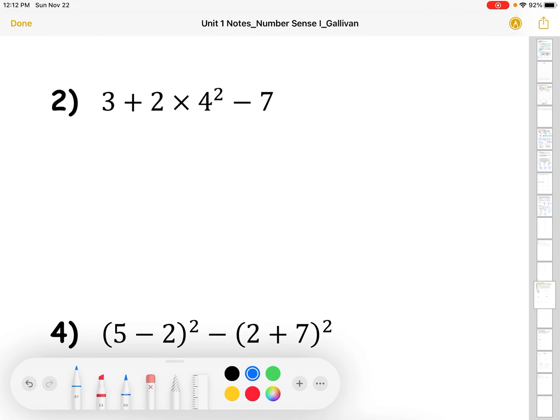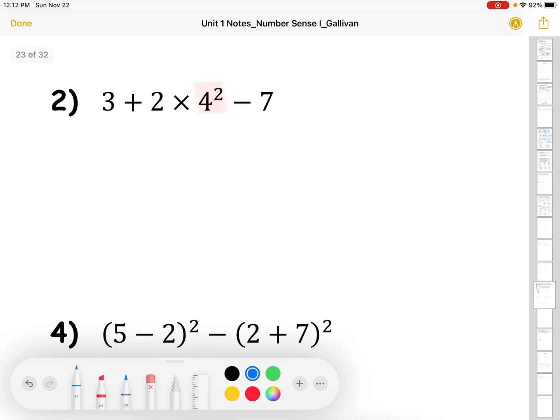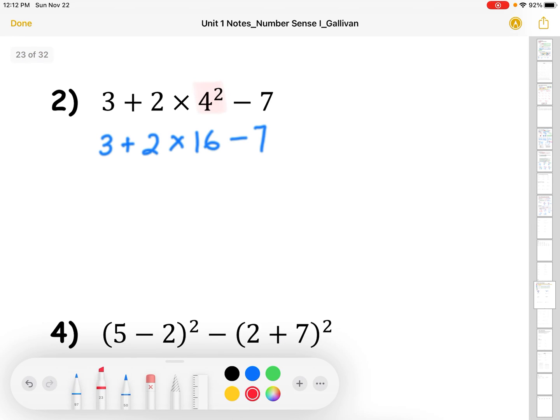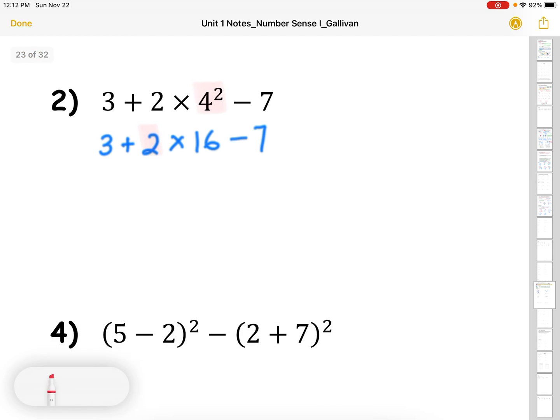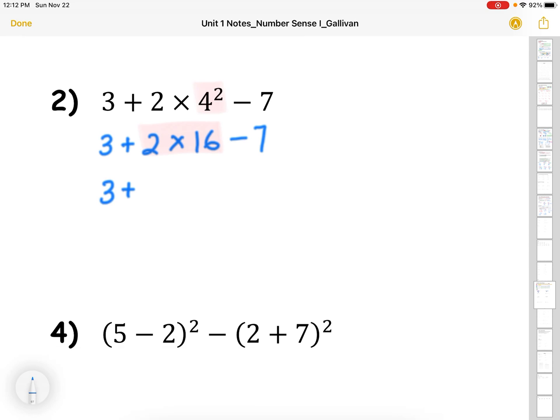We're looking for brackets and exponents first, so that's going to be right here. So we're going to do that first. So let's write everything out. 3 plus 2 times 4 to the power of 2 is 16 minus 7. The next thing I'm going to do, I've got addition and multiplication, so I'm going to do that multiplication. So then I'll go 3 plus, 2 times 16 is 32 minus 7.